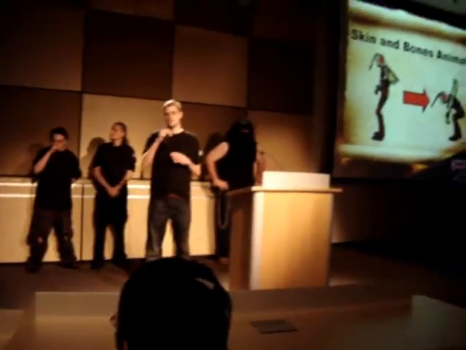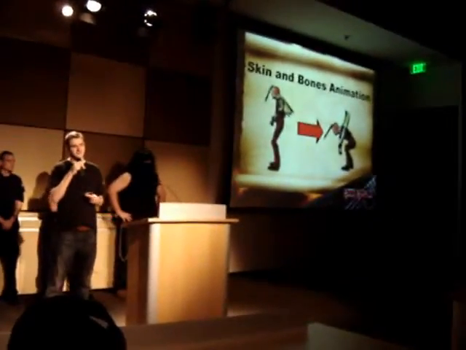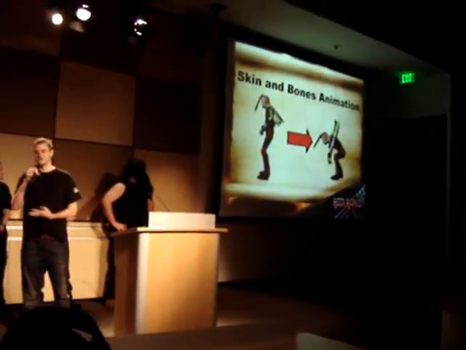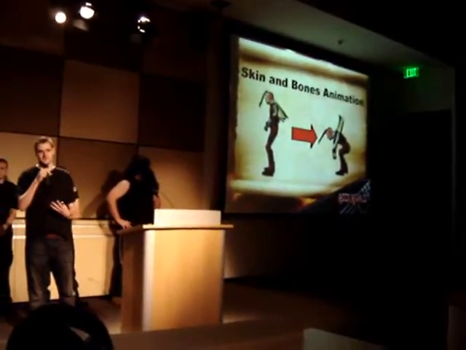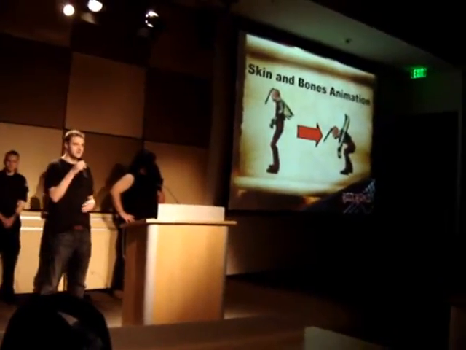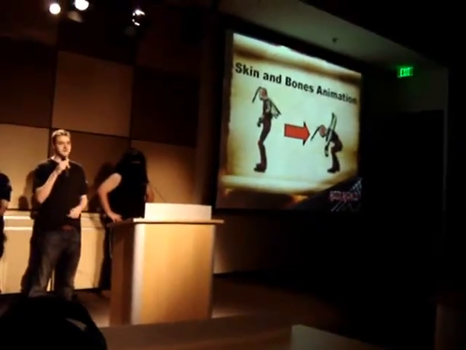What we do is we move those bones around, and then we take the second part of our character, which is the mesh, and we wrap that around the bones. This creates a more smooth animation, and it looks really cool.